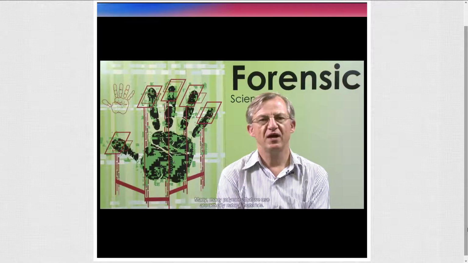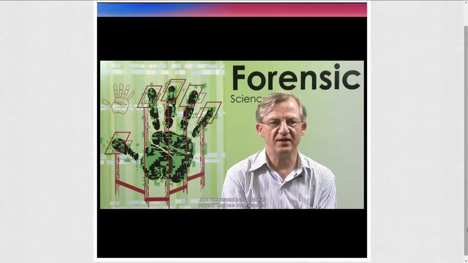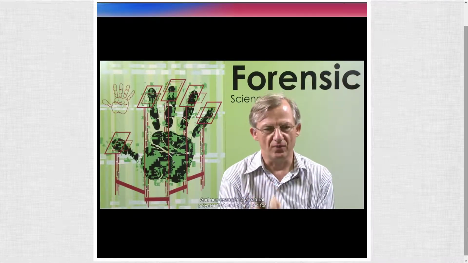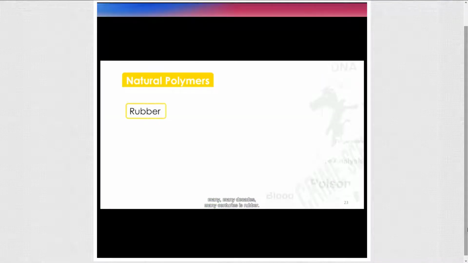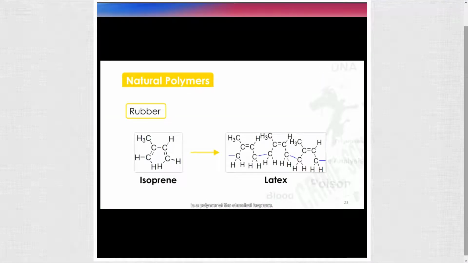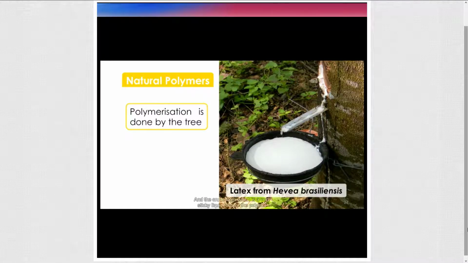Many polymers that we use are actually natural materials. And one example of a natural polymer that has been used for many decades, many centuries, is rubber. And rubber, which comes from the rubber tree, is a polymer of the chemical isoprene. And that polymerization is actually done by the tree, and the crude latex, which is a very sticky liquid form of the polymer, just drips out of the tree when it's cut in the right manner.